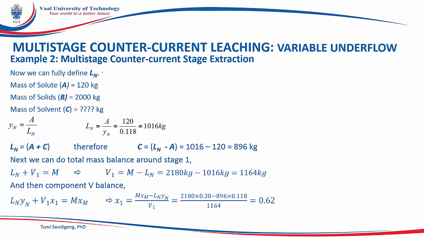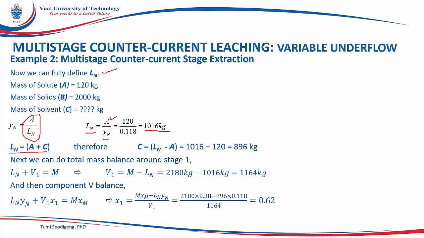Now that we have fully defined Ln, we can find whatever information we need to find. We know that yn is A over Ln, which can help us find the mass flow rate of Ln, because we know everything. We know A, we know yn, then we can find the mass flow rate of Ln, which is the underflow stream that is leaving the extractor. We find it to be 1016 kilograms per hour.